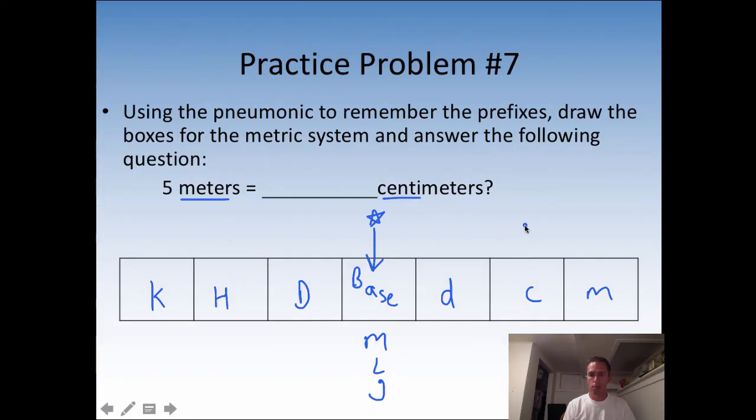The centi prefix box is right here, so that's 1, 2 boxes to the right. That means we need to move the decimal 2 times to the right. So if 5 has an understood decimal place right here, let's move it 2 times. 1, 2 would be 500. And that would be your answer for this one. 500 centimeters.